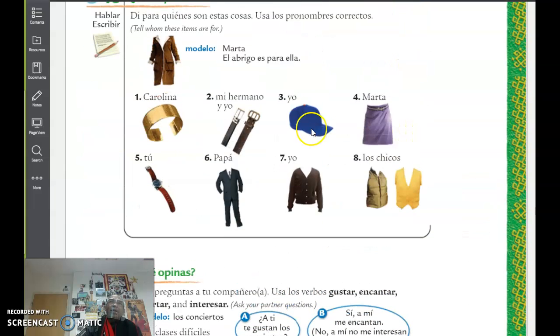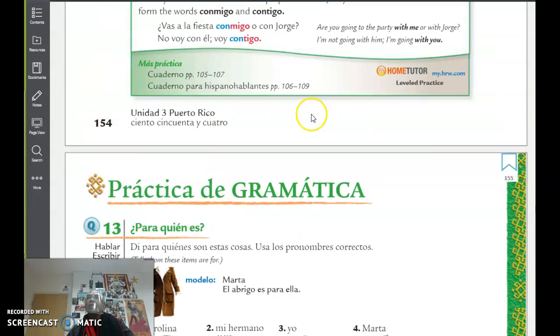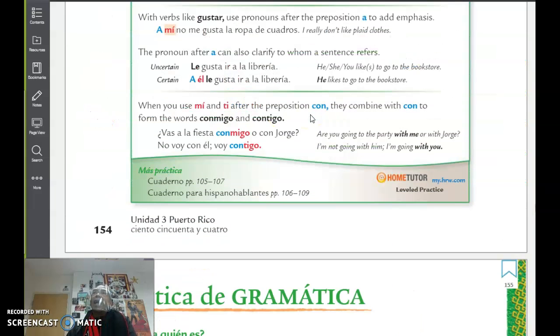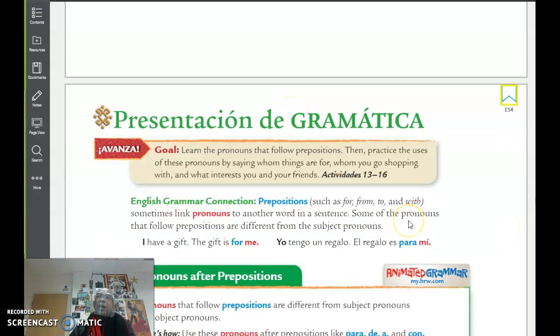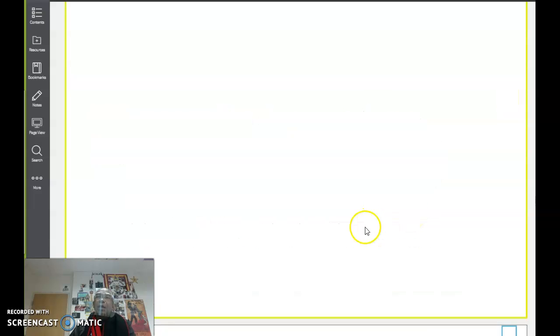Remember, one thing to remember about this is that mí and me are 2 different things. That's something that you guys gotta remember, okay? Mí, even though it sounds like the same, it is different, okay?